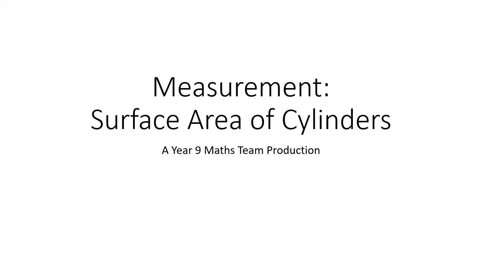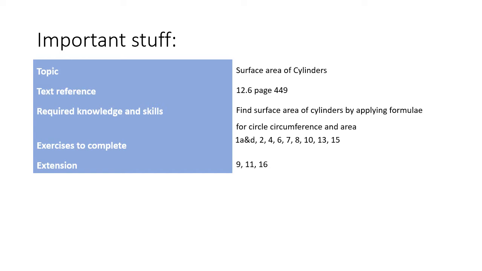Cylinders. Important stuff. So our topic, surface area of cylinders, that's 12.6 in the text. We're looking at finding the surface area of cylinders by applying formulae that you should already be familiar with for the circumference and area of circles. And here are some exercises you can attempt.